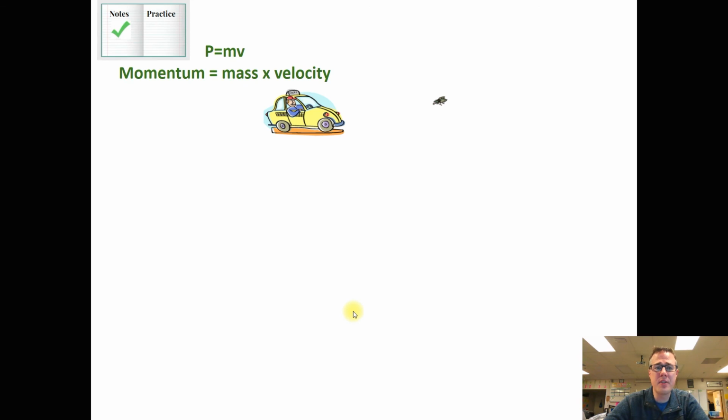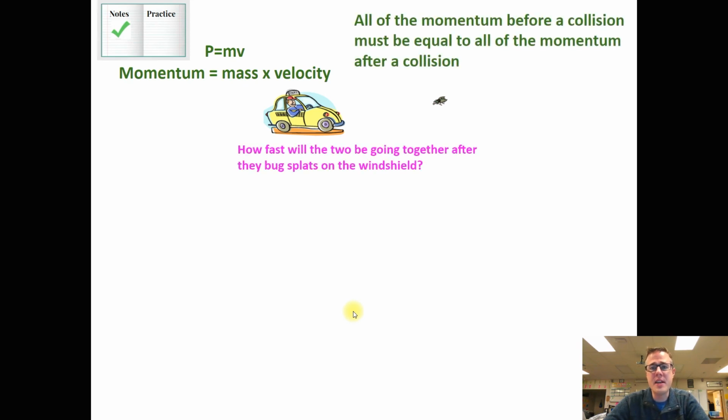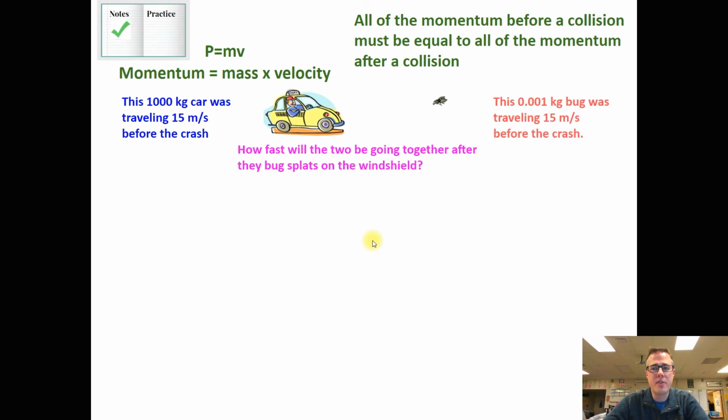So let's remind ourselves of the equation and the idea that all the momentum before and after has to be equal. What we're going to figure out is how fast the two are going together after the bug splats on the windshield. So we're going to be solving for a velocity in this part. The information they gave us is on your screen. We know the mass and the velocity for the car. We know the mass and the velocity for the bug. All of these pieces of information are just before. We don't know the velocity after. That's what we're solving for.